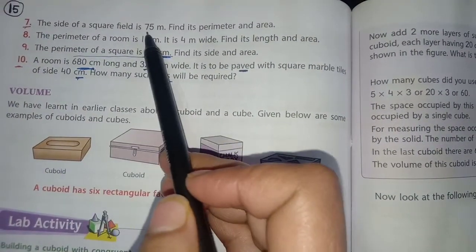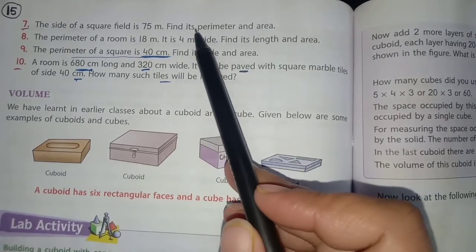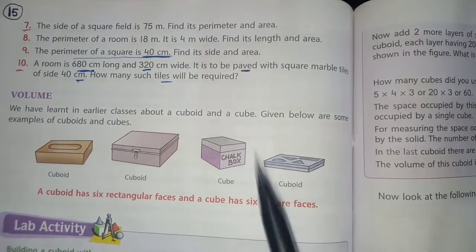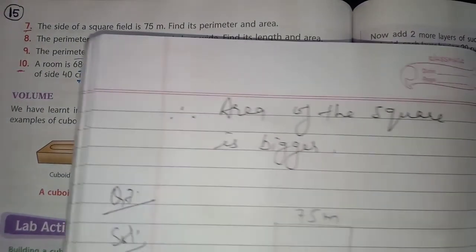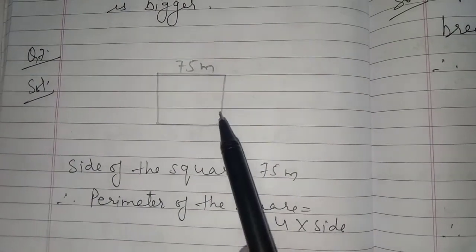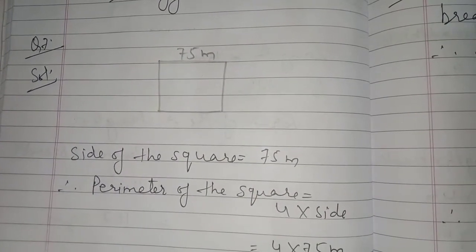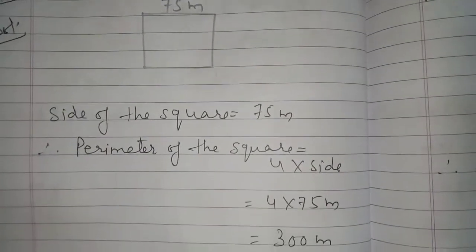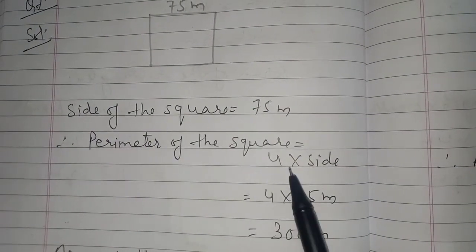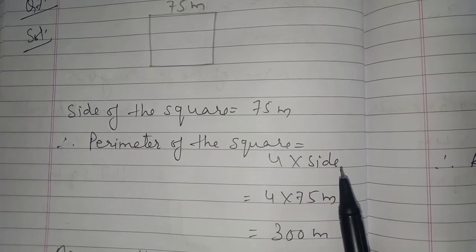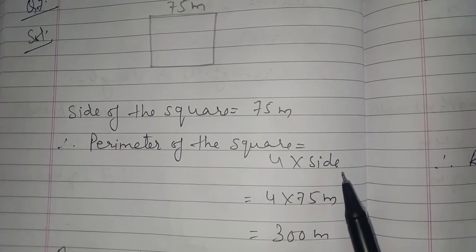Next is question number 7. The side of a square field is 75 meter. Find its perimeter and area. Now, here we have a square, that is its side is 75 meter. Okay, so side of a square is 75 meter. Therefore, perimeter of the square will be, for perimeter we need to add the lengths of all the sides.